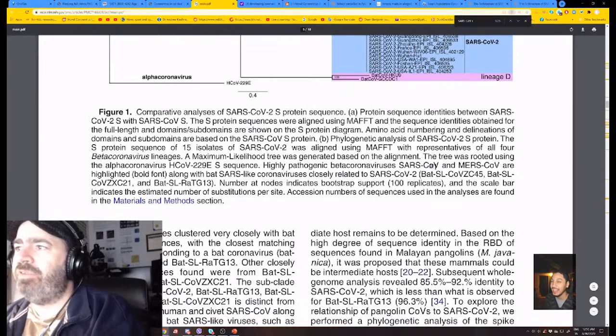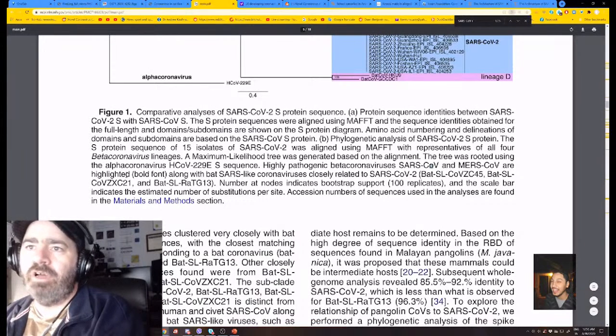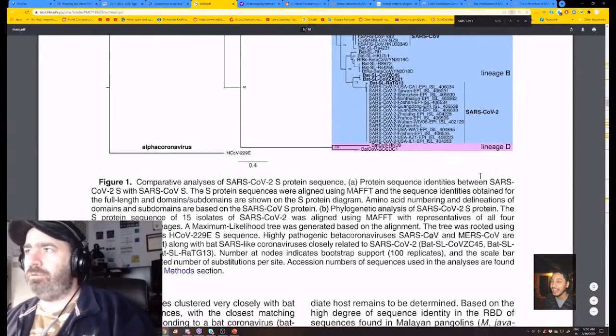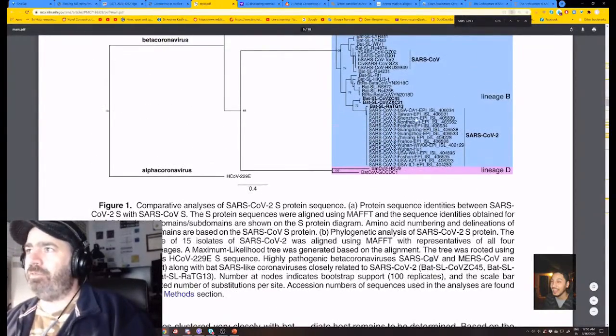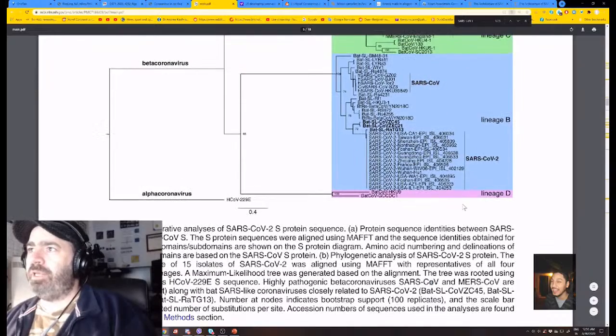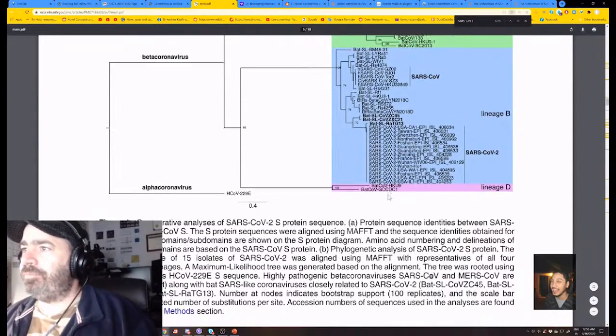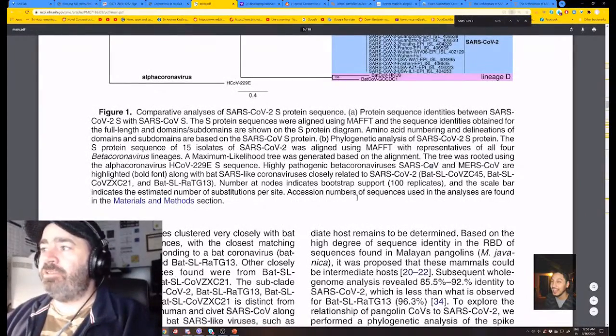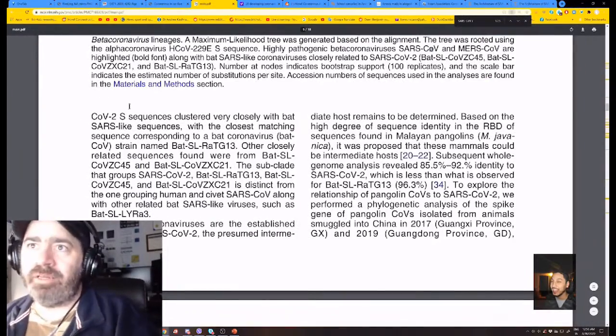Highly pathogenic beta coronaviruses SARS-CoV and MERS-CoV are highlighted in bold font, along with bat SARS-like coronavirus closely related to SARS-CoV-2. That's that group there, and accession numbers of sequences used in analysis found. Well, that doesn't matter.